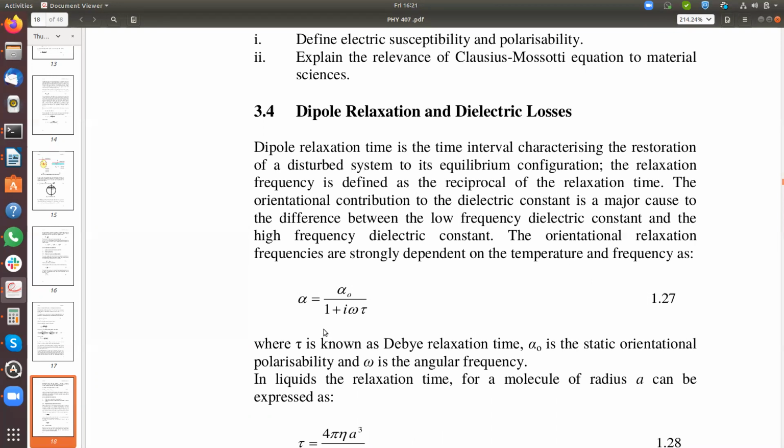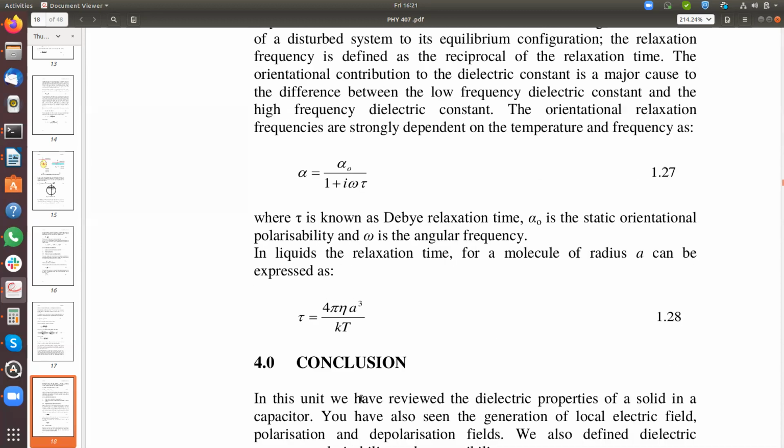So what you should take note of here is that when we are talking about dipole relaxation, there is something of importance, which is orientational relaxation, and this is a function of frequencies, which depends on temperature and frequencies. So we have this equation: polarizability alpha is equal to alpha naught over 1 plus i omega tau. So omega here is the frequency and tau here is the relaxation time. Tau is known as the Debye relaxation time, alpha naught is the static orientational polarizability, and omega is the angular frequency. So in liquid, we want to relate this equation now.